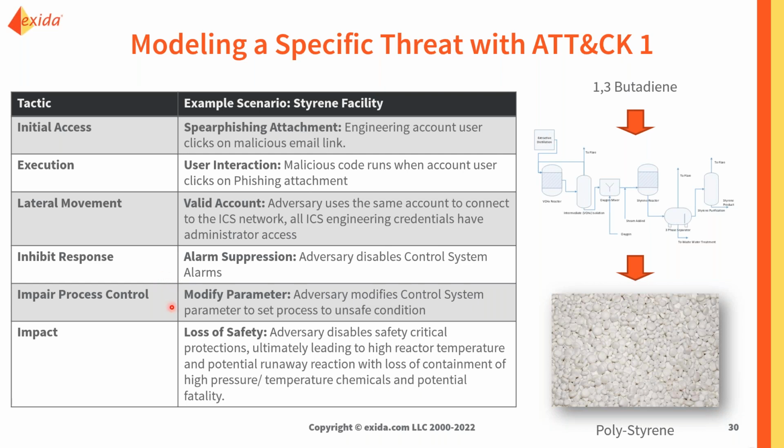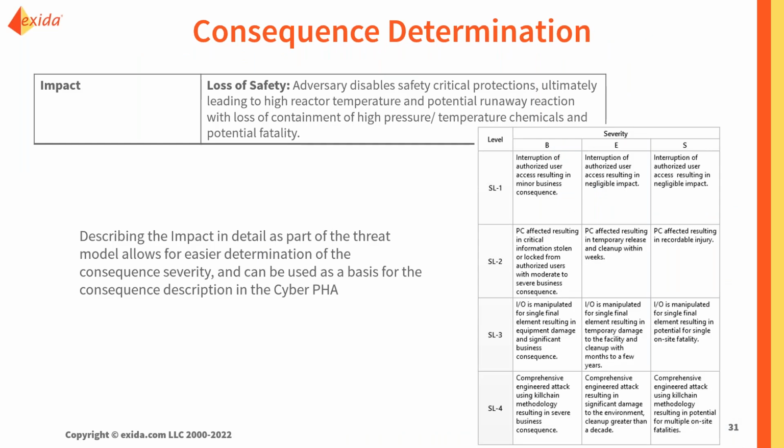They can modify parameters in the DCS configuration so that we have an initiating event or a failure of the control loop, and we lose any protective control functions. And then ultimately for our impact, we could have a loss of safety due to disabling any of those safety critical protections and setting them to a point where they'll never activate, or whatever steps the attacker chooses to modify there. We can then have a pretty significant impact, and we can take that impact and use it to help us better describe our consequence severity.